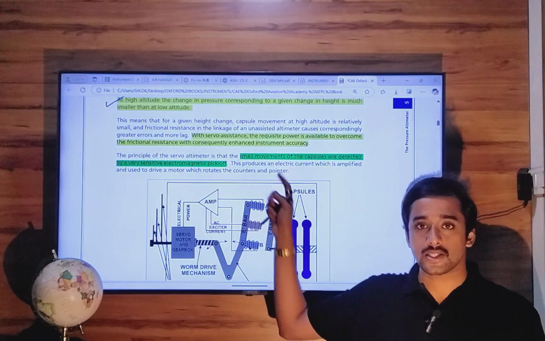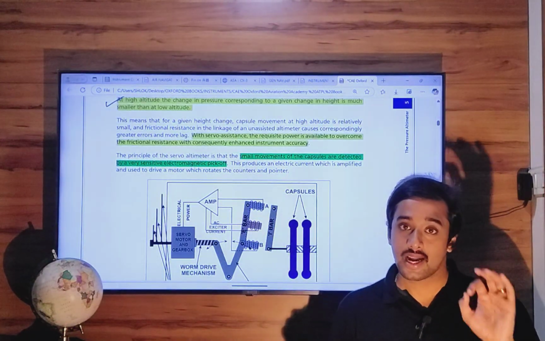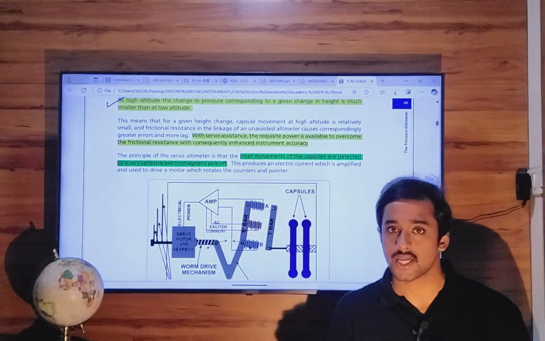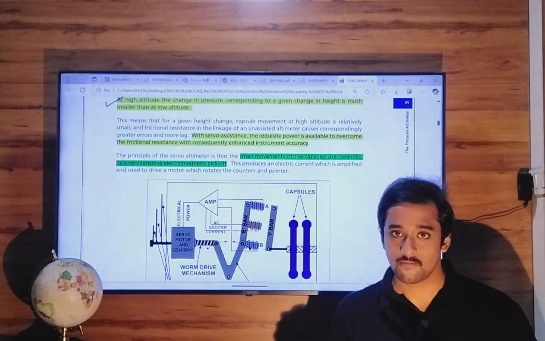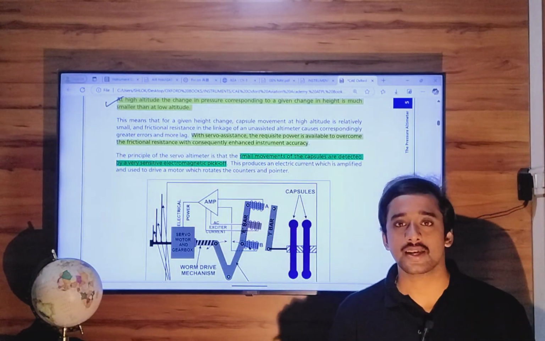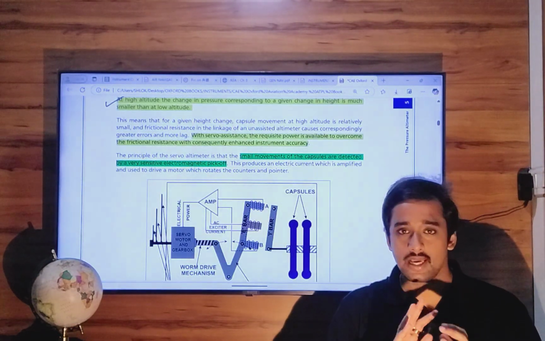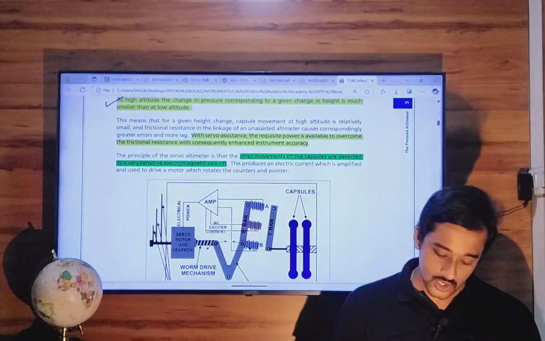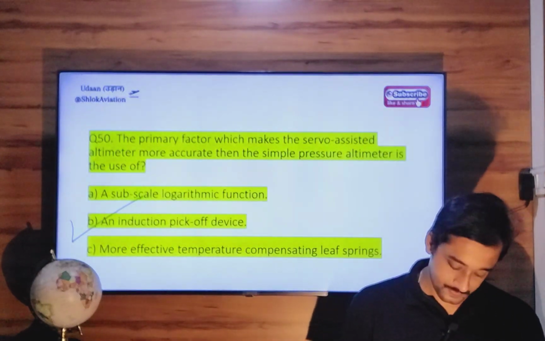This point is important. Even small movements of aneroid capsules in an altimeter will be detected, and corresponding changes in vertical distance, height, altitude, or flight level will be shown to you. But if you use a conventional simple altimeter, the small changes in the capsules won't be detected or registered by the instrument, and therefore any corresponding change in height won't be shown. Very important question. So Bravo is the answer.